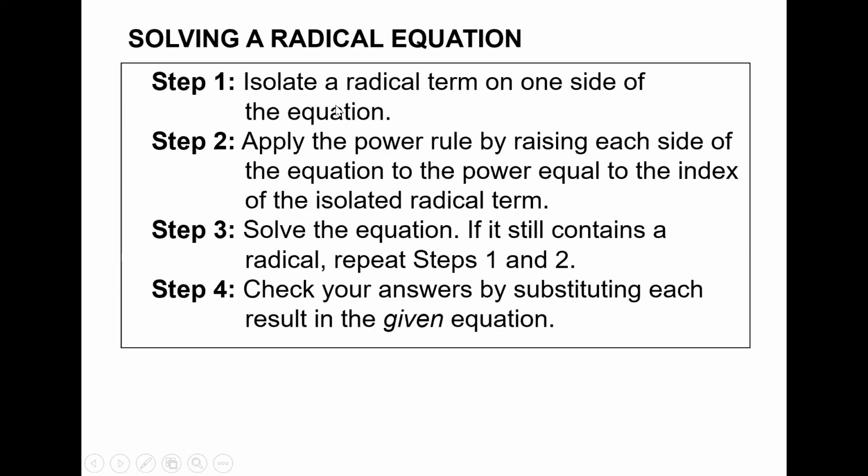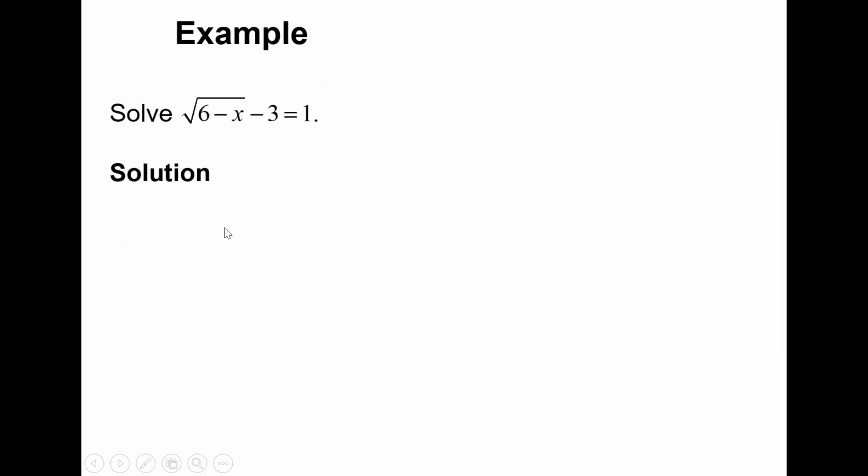All right. So, step one: isolate a radical term on one side of the equation. Then apply the power rule by raising each side of the equation to the power equal to the index of the isolated radical term. So like I said, square root 2, cube root 3, fourth root 4. Then we solve the equation. Now, if it still contains a radical, repeat steps 1 and 2. Sometimes that happens because you're going to have multiple radicals. And the final thing is always check your answer by substituting each result in the given equation at the beginning. Don't do it in any equation below that. Do it at the very beginning equation.